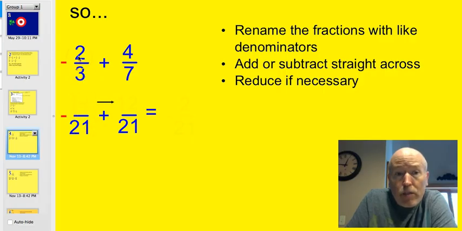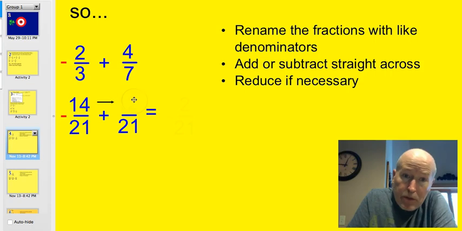All right, so in order to rename this 2/3, I have to take 7 times 3 to get to 21, so I have to take 7 times 2, which gives me 14. So I've renamed negative 2/3 as negative 14/21. I have to multiply 7 times 3, so I have to multiply 4 times 3. So now I've renamed 4/7 as 12/21.